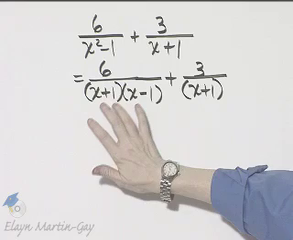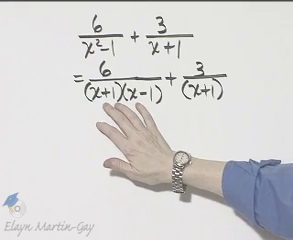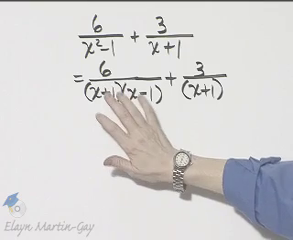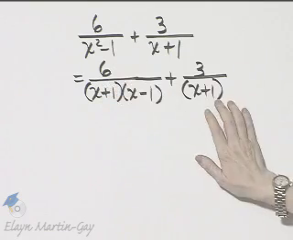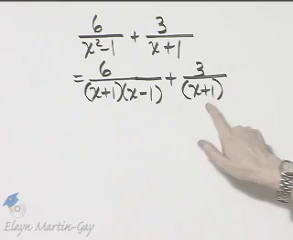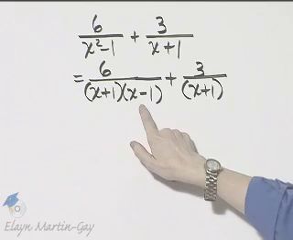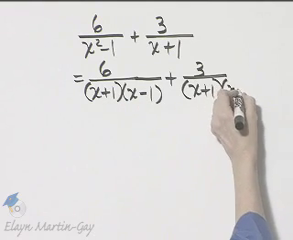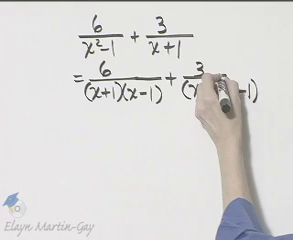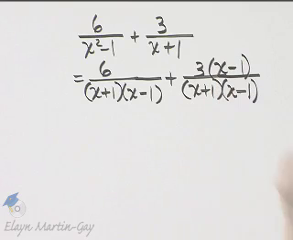It would actually be this denominator. So what do we do next? We rewrite each rational expression as an equivalent expression, but with this denominator. Now obviously this one's already done, so let's concentrate on this expression. What do I multiply this denominator by in order to make it look like this denominator? I would multiply the denominator by x minus 1. Now, if I multiply the denominator by x minus 1, I must multiply the numerator by x minus 1.